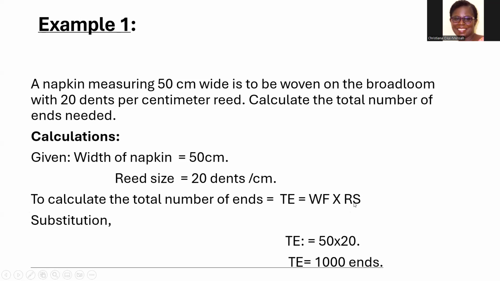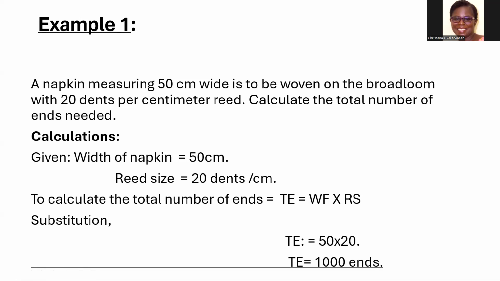It's width of fabric times reed size. So total number of ends is equal to width of fabric times reed size. Then you do the substitution. The width is 50, and the reed size is 20. So 50 times 20 will give you the total number of ends. That is 1,000. I hope this one is so simple.